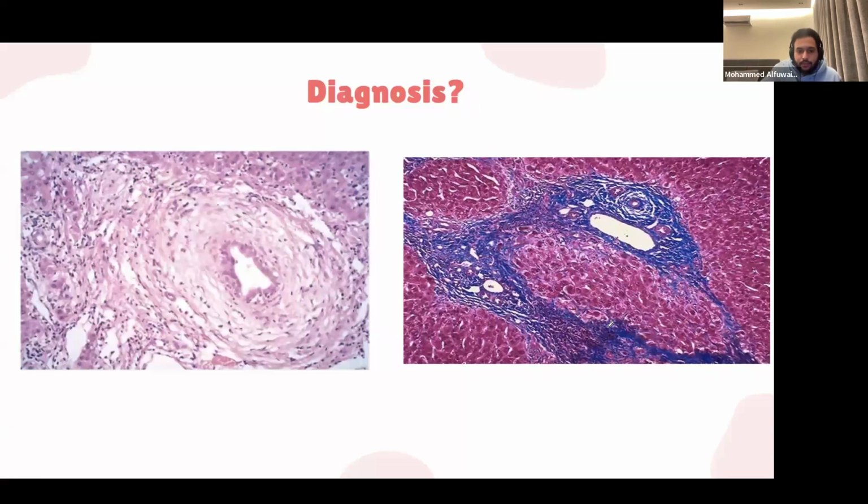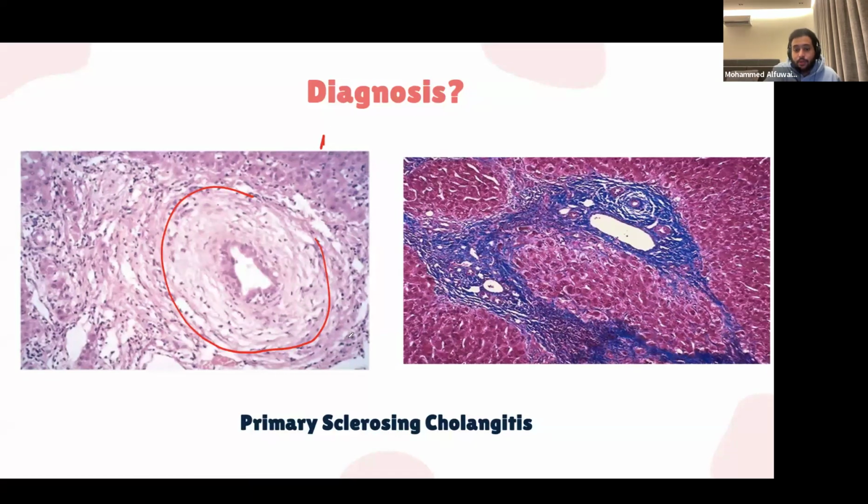What do you see here? Good. Onion skin fibrosis in PSC. This is the onion skin fibrosis. This blue staining is the fibrosis that you can see. This image is high yield, this one. Yeah, memorize this image. You will get this in OSCE, most likely.